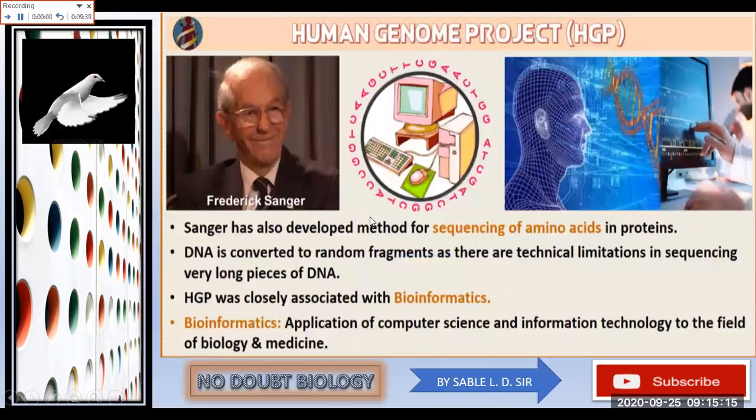The Human Genome Project was studied by Frederick Sanger. Frederick Sanger was one of the scientists who studied the HGP process deeply. Sanger also developed a method of sequencing amino acids in proteins. So he discovered the method to sequence amino acids. Naturally the sequences are there, but the particular sequence must be seen in the DNA, and it is studied with the help of the protein, in which there is a sequence of amino acids. Why? Because proteins are made of amino acids.